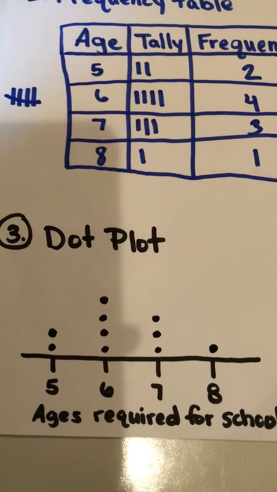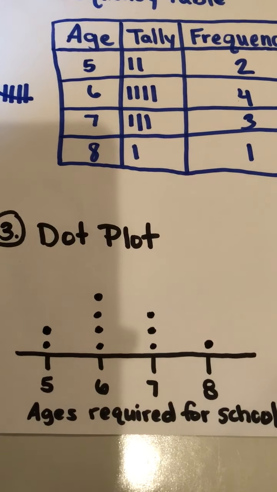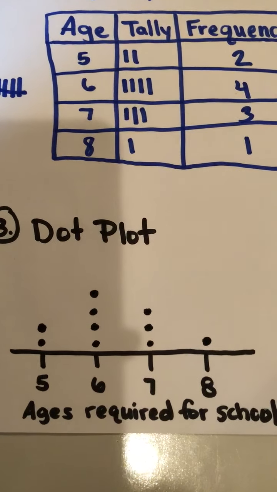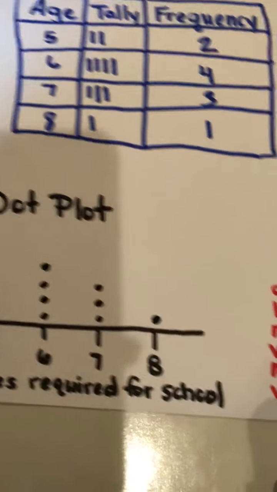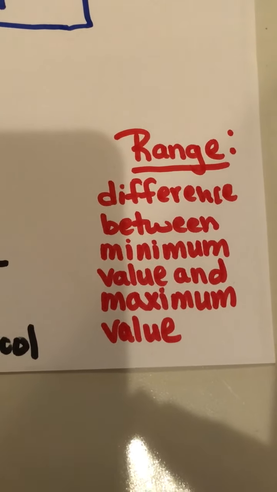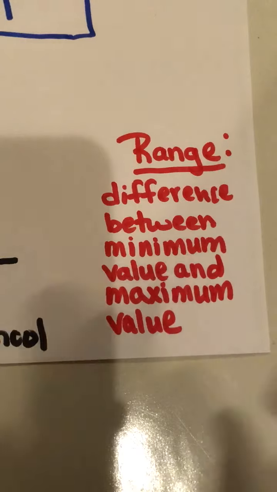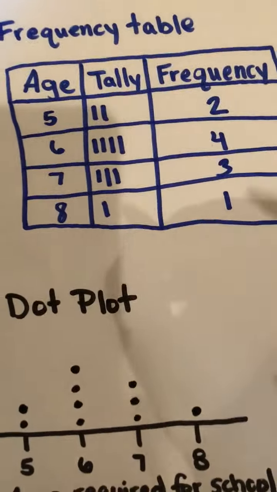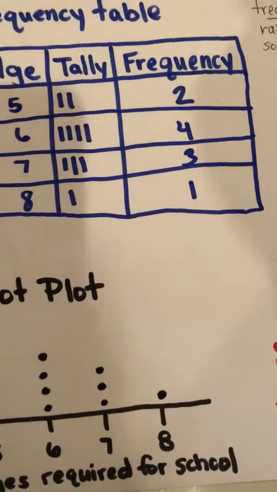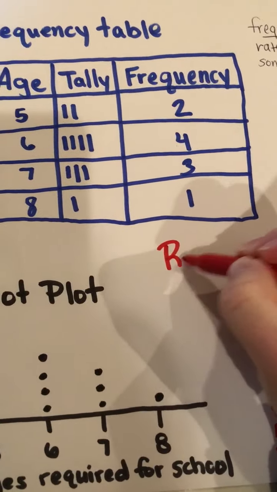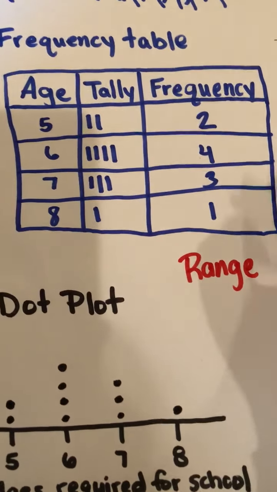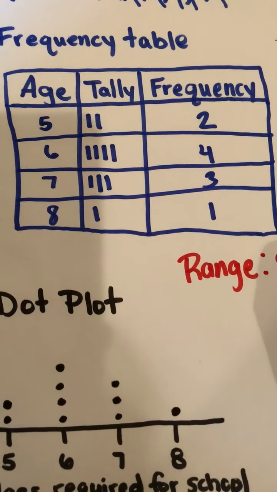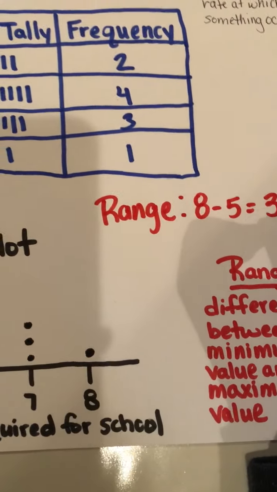Number 4 wants us to calculate the range. What is the range of the data? Is this the data point? Explain. So the range is the difference between the minimum value and the maximum value in a data set. So my minimum value is 5 and my maximum value is 8. So I'm going to say 8 minus 5 equals 3.